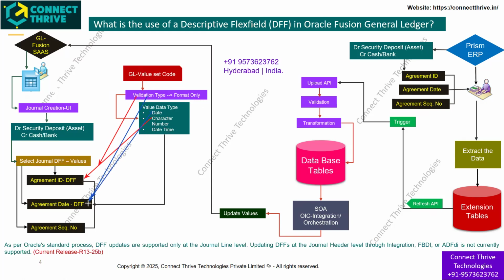Date format. Okay. Next, the third one: it's an agreement sequence number. For this, the validation type format only I will take, whereas in number format I will expect it from my drop down. Okay. So this is the way we can do the mapping while creating our value set.